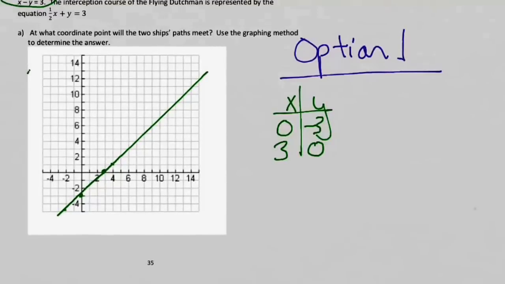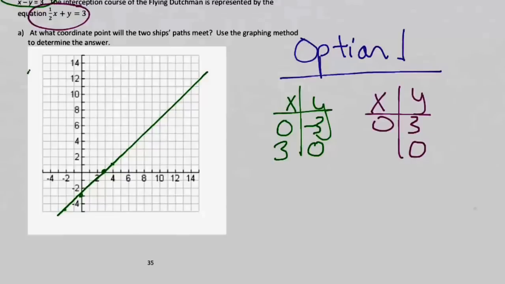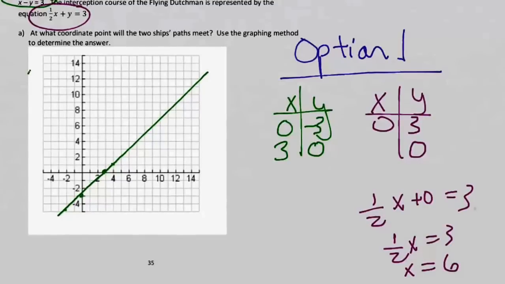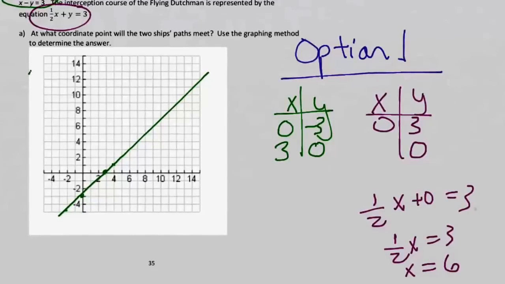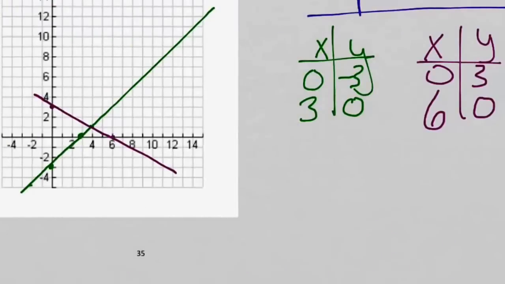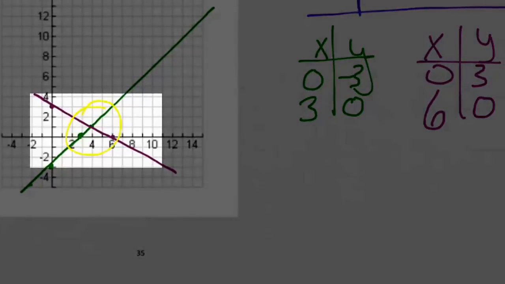For the other, we have an xy chart. Going to find the y-intercept first. If x is 0, then y is 3. And if y is 0, then I have 1/2 x plus 0 is equal to 3. 1/2 x is equal to 3. Multiply both sides by 2, x is equal to 6. And your job is to identify the coordinate where they intersect.